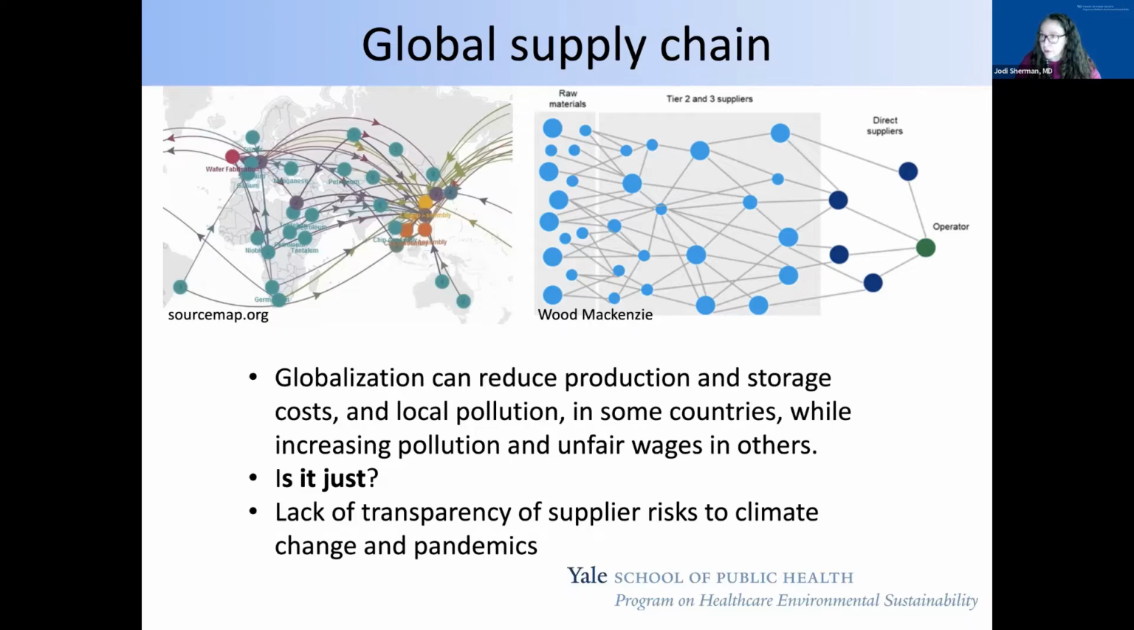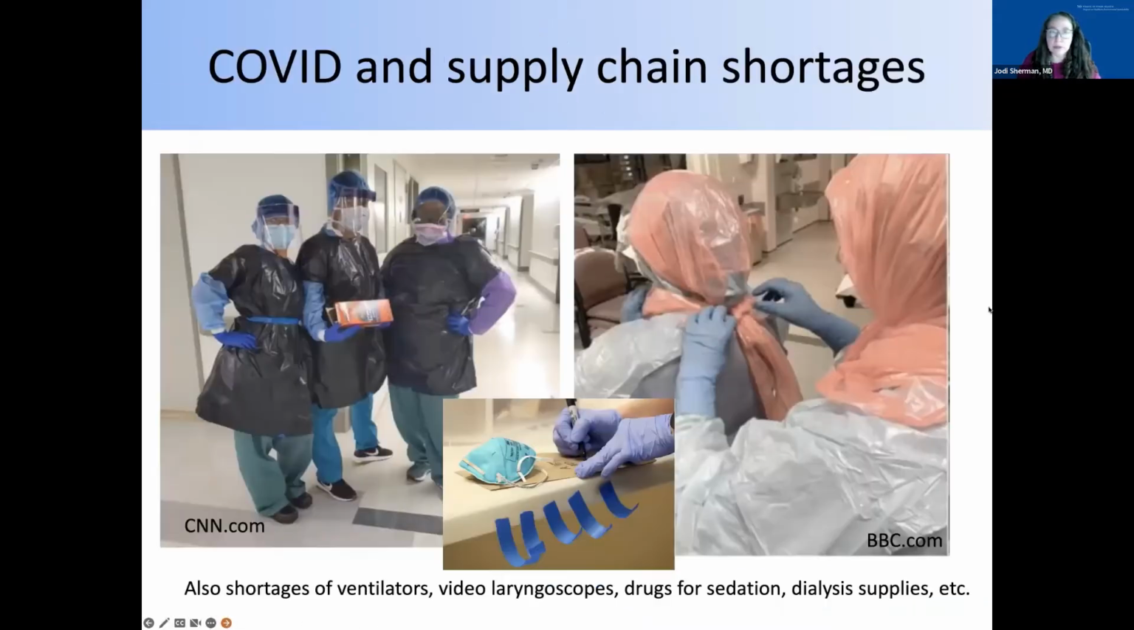Unfair wages is a huge problem. So there's a question of, is this global supply chain just? We need better control over it. There's lack of transparency of supplier risks to climate change and also to pandemics. So the risks are the same. As we've seen with the COVID pandemic, we are so reliant on this global supply chain. Every one of us is at risk, high income, low income nations.